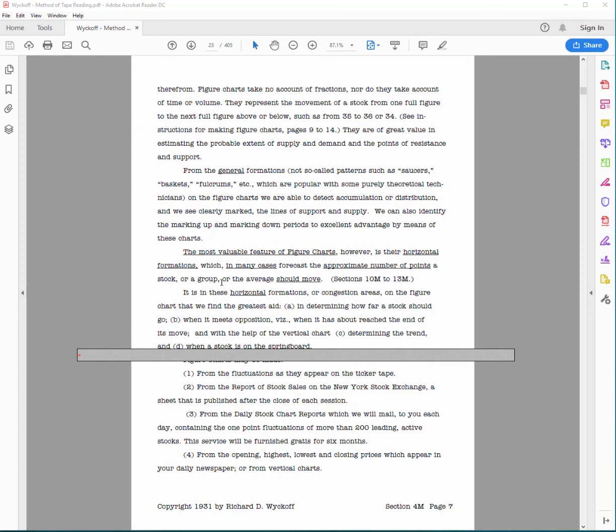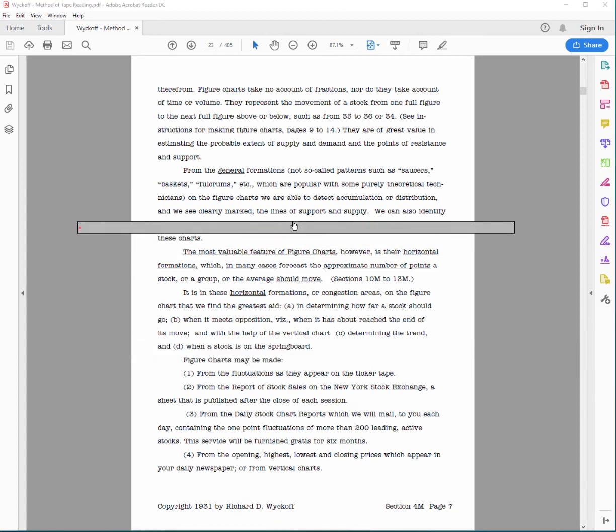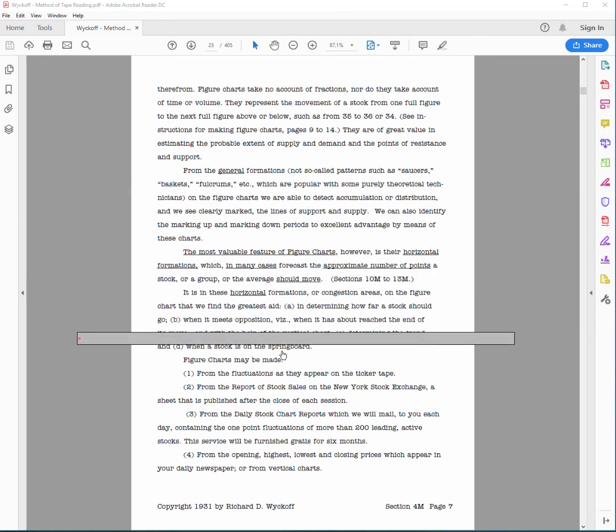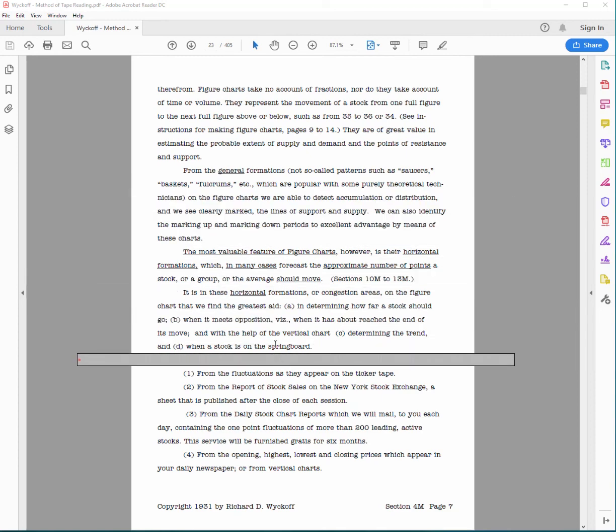So this is all under the section of figure charts and their most valuable feature, which is the ability to forecast how far it's going to go, and when the stock is on a springboard, and when you see support and resistance. It's pretty clear, not that much rocket science. Like, you see all these X's and O's, and you see the higher O's, those are lines of support. So we'll go through all that.